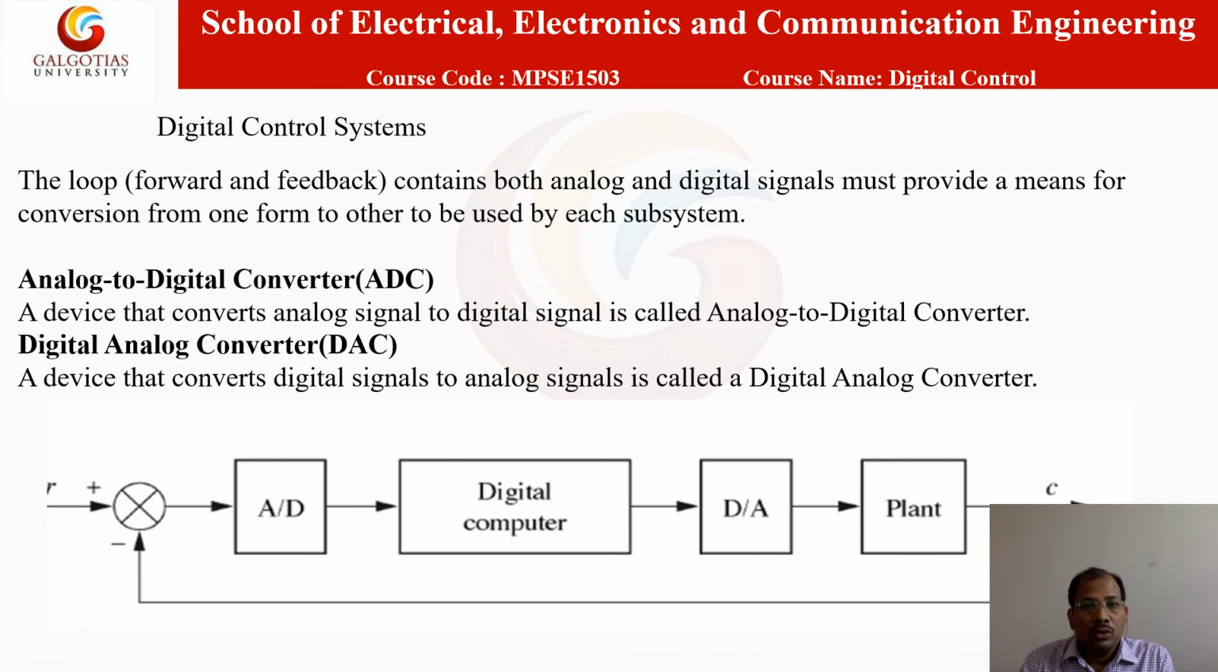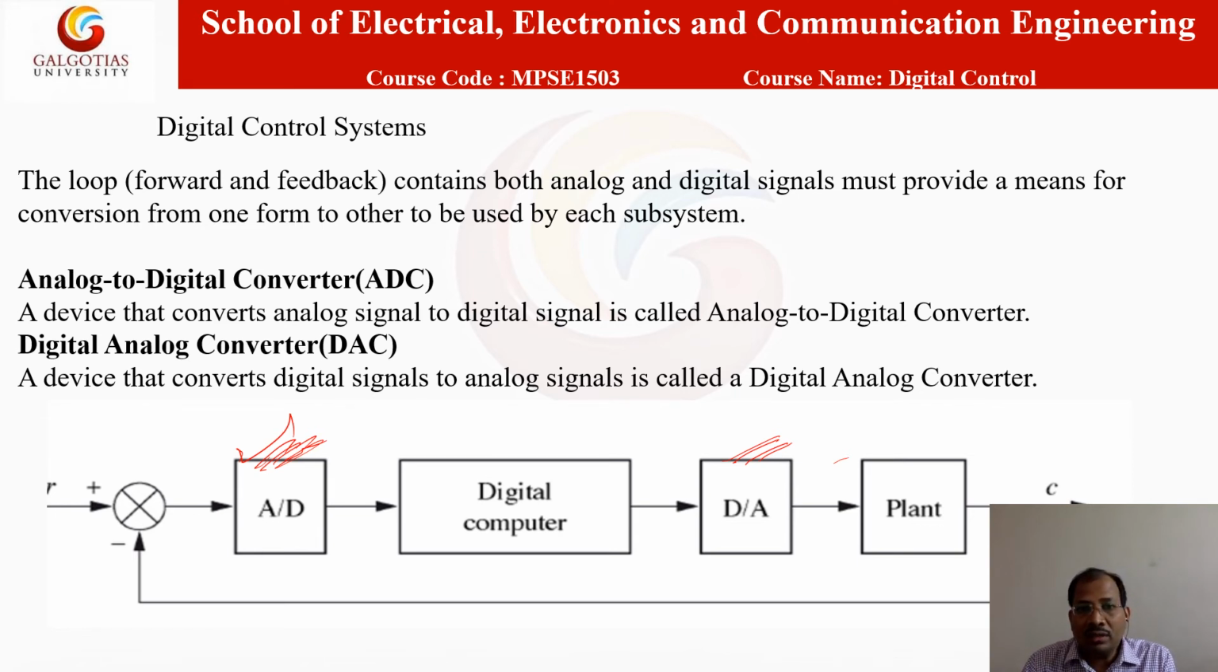Again, we are representing the negative feedback, this is the plant, and this is the digital computer. Here we are going to give a short description of the analog to digital and digital to analog converters. They play a major role in the digital control system.